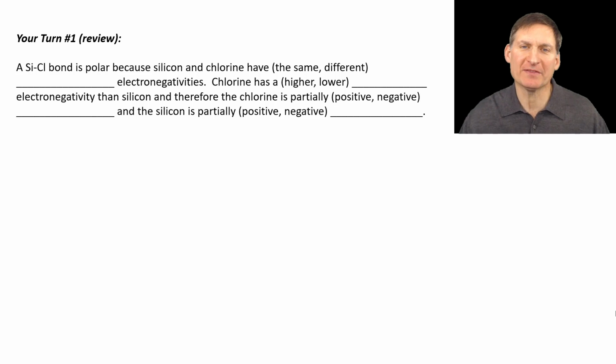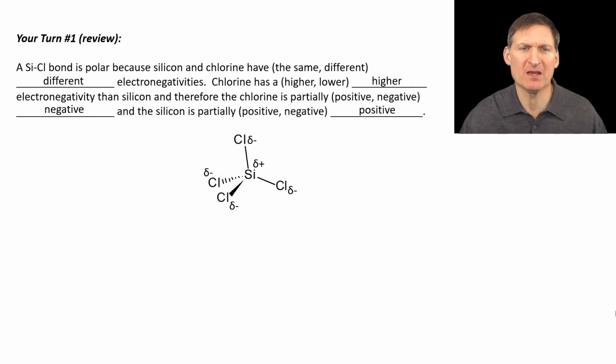Silicon and chlorine are not the same element, so they have different electronegativities. Chlorine is closer to fluorine than silicon on the periodic table, and therefore we predict it has a higher electronegativity. And the element with the higher electronegativity always has the partial negative charge in a bond because the shared electrons, which are negative, are pulled closer to that side of the bond. So each of the 4 bonds in silicon tetrachloride would be a polar bond.